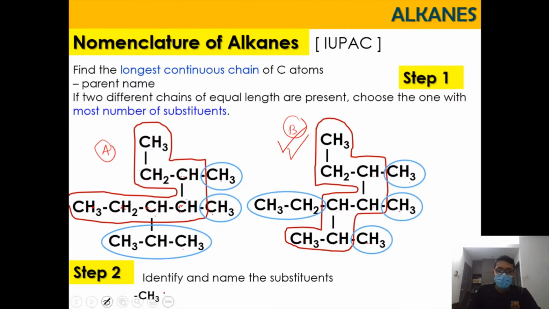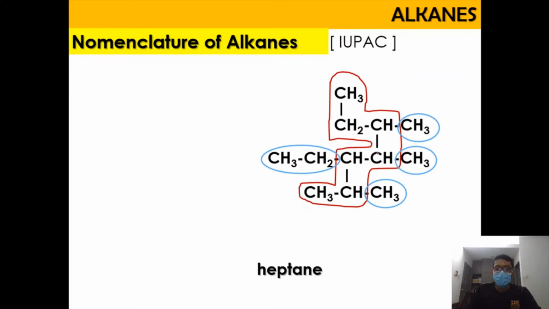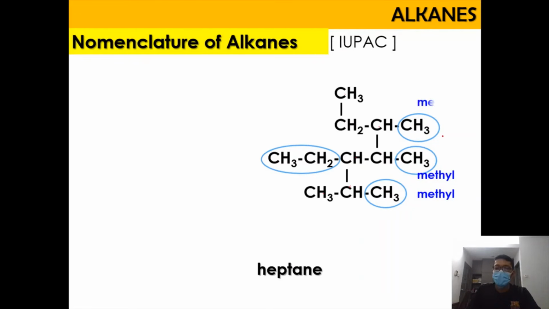Okay, and for step 2 here, we have to identify and name the substituents. For example, the CH3 will be known as the methyl group. The CH2CH3 here will be known as the ethyl group. Okay, now we can name the alkane because we know that 1, 2, 3, 4, 5, 6, 7 is going to be heptane, hepta meaning 7. So it becomes heptane. Okay, and now we can name our substituents. We have methyl here, methyl here, methyl here, and here we have ethyl.